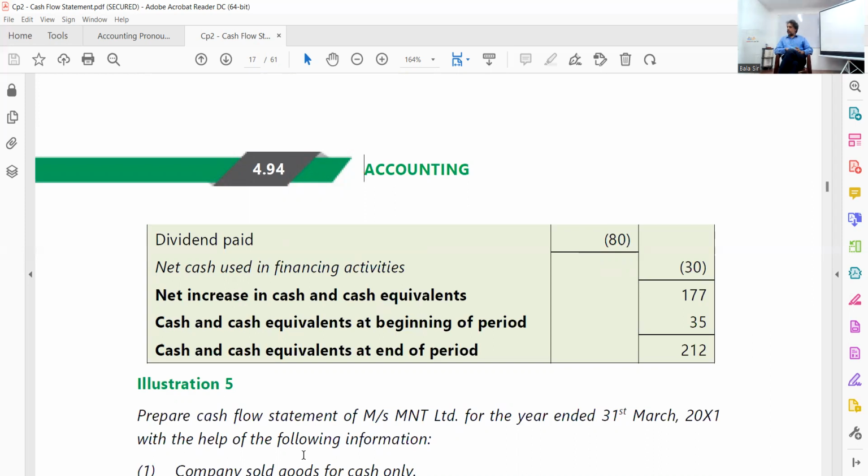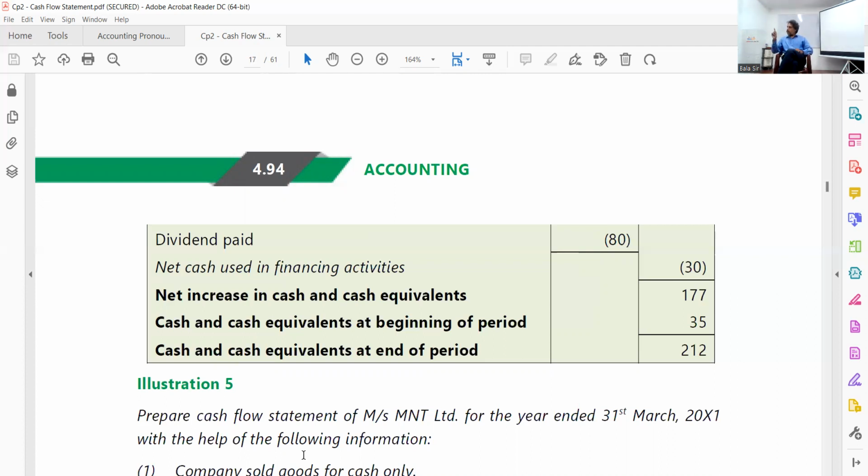Now add up all the three activities, 309 minus 102 minus 30. How much do you get? 177. You saw 177. You remember this number? Yes, sir. This was the net increase in cash and cash equivalents, right? People say anyway there's no cash equivalent. That's okay. You write that.